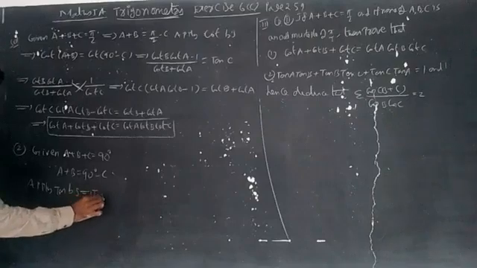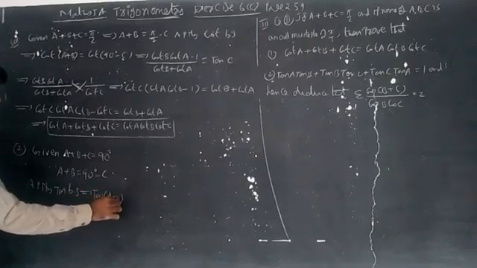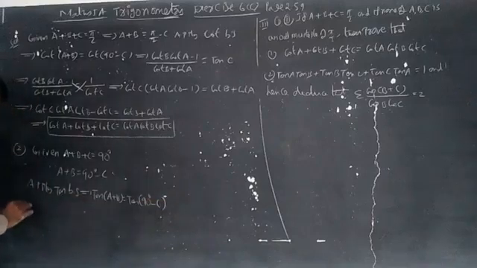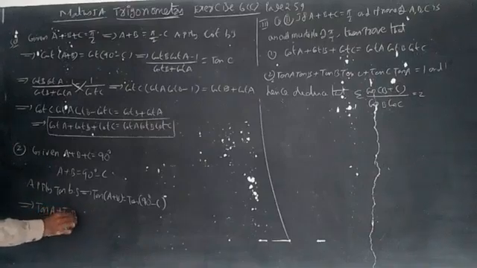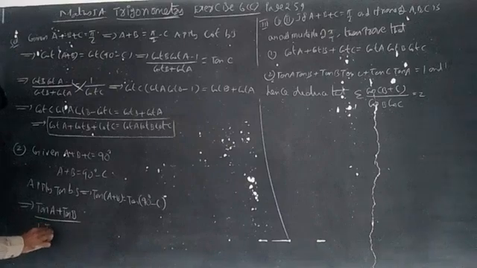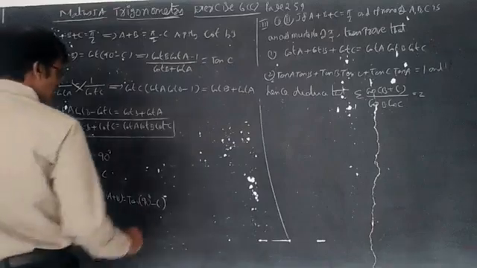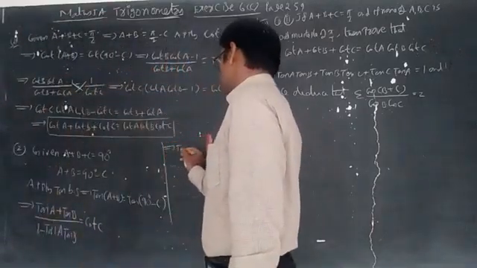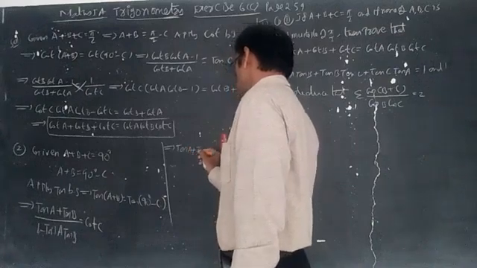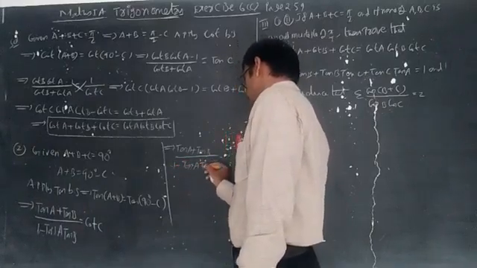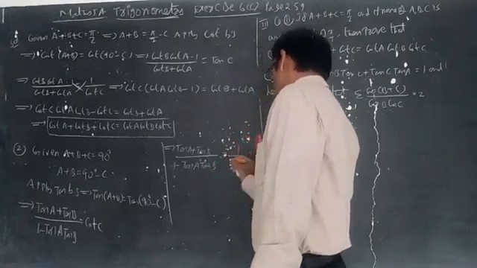That implies tan of A plus B is equal to tan of 90 minus C. Tan of A plus B formula: tan A plus tan B by 1 minus tan A tan B is equal to tan of 90 minus C, which is cot C. That implies tan A plus tan B by 1 minus tan A tan B is equal to 1 by tan C.